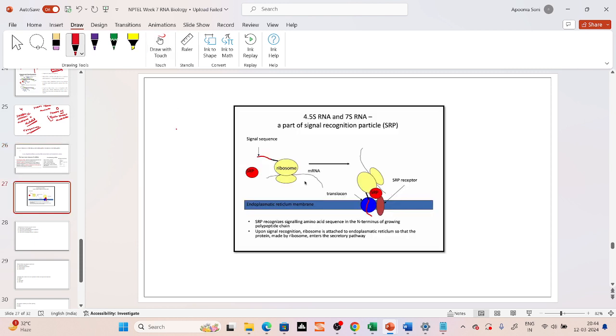Then again, this is not very important, just to show that the signal recognition particle, SRP, is also composed of two kinds of RNA, 4.5S RNA and 7SL RNA. This is just an example to show that non-coding RNAs, although they do not code for a protein, still have very important functions in our body. For example, the signal recognition particle is composed of two kinds of non-coding RNAs. Okay, now we'll solve some questions quickly.